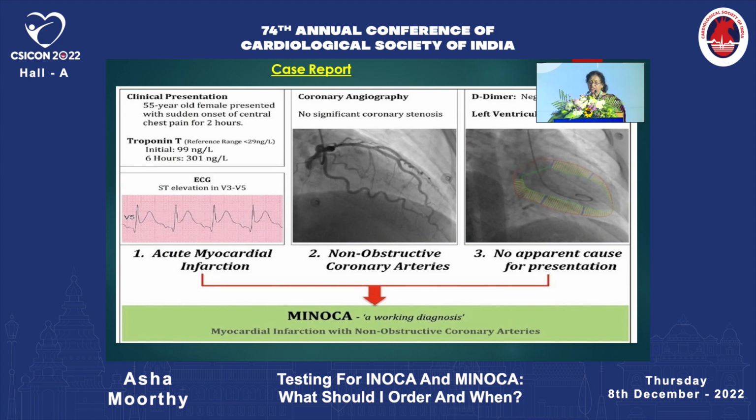So this is the case report of a patient, a 55-year-old female, who presented with the history of sudden chest pain with elevated Trop-T. And as you can see, there is ST elevation in the precordial leads, that is V3 to V5. So the patient was diagnosed as a case of acute myocardial infarction.